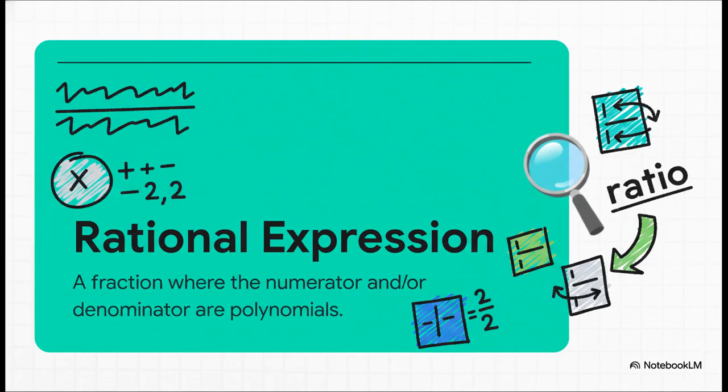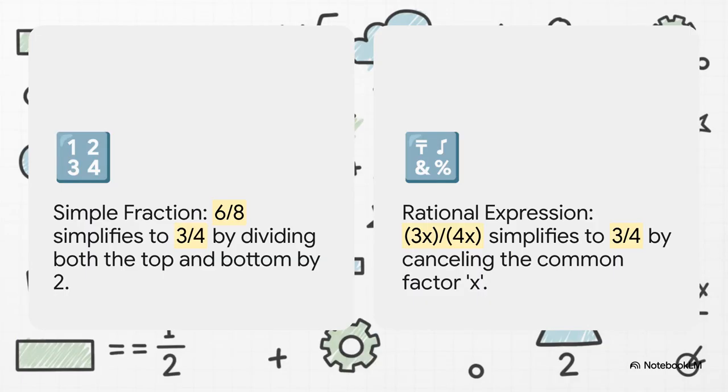All it means is a fraction that has polynomials in it. You know, expressions with variables and exponents. And fun fact, the word rational comes from ratio. And what's a ratio? Yep, just another word for a fraction. See? Not so scary.